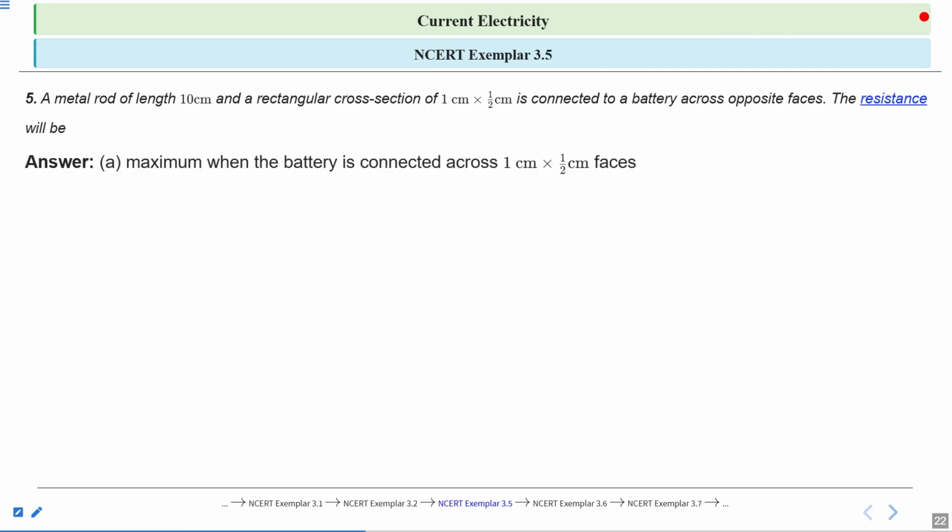So correct option is A. Maximum when the battery is connected across 1 centimeter into half centimeter faces. So using concept 17.8, this concept number is from your formula book.